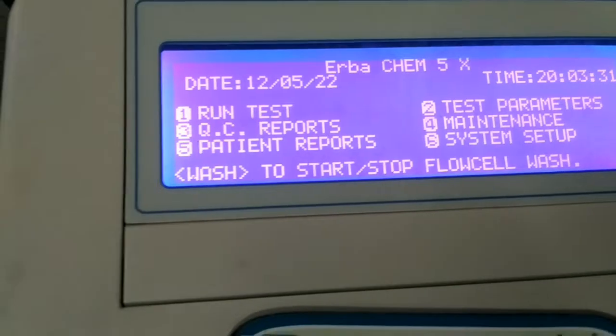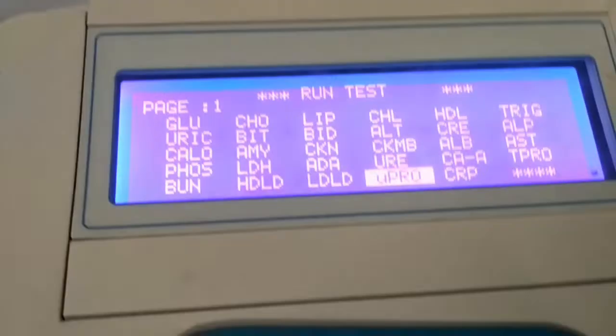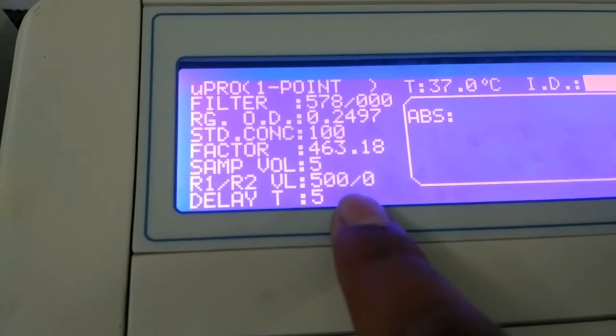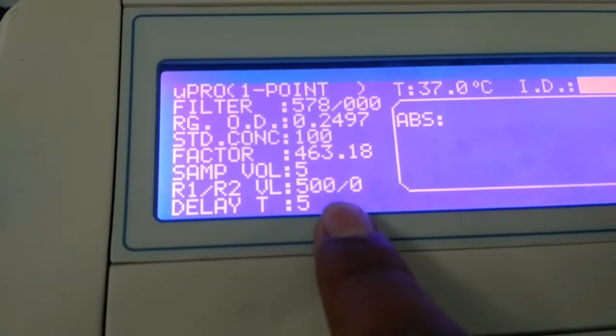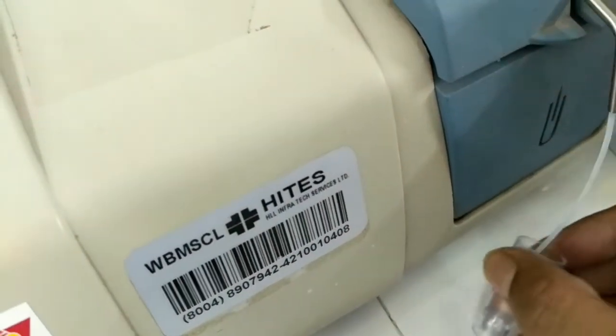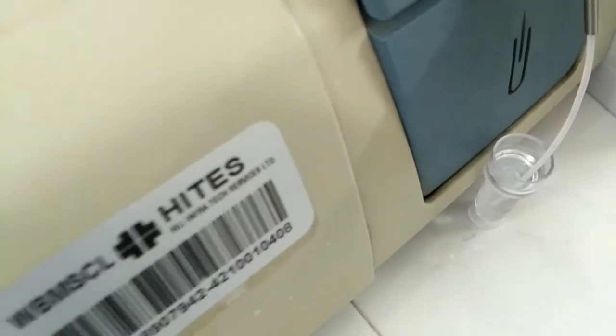Now we have to switch on the program for microprotein. This is the microprotein programming, and we are pressing enter to open the program. Look, in the programming the reagent is 500 microliter and the sample volume is 10 microliter, but we are taking double the amount. At first we have to rinse the cuvette with distilled water by pressing the FX switch.